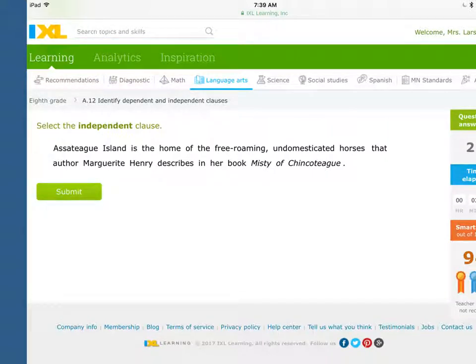Here's another example. Assateague Island is the home of the free-roaming, undomesticated horses that author Marguerite Henry describes in her book, Misty of Chincoteague. So I'm going to look for where it breaks, and it feels like here. You just kind of have to hear that. So Assateague Island is the home of the free-roaming, undomesticated horses. I see my verb. What is? The island is, so it's a clause. There's no subordinating conjunction here, and it can be a thought by itself. So this first one is my independent clause, but let's just check that second one. That author Marguerite, well, I see the that right away. So I know that's going to be dependent. So I would hit the first one as my independent clause, and I would move on.